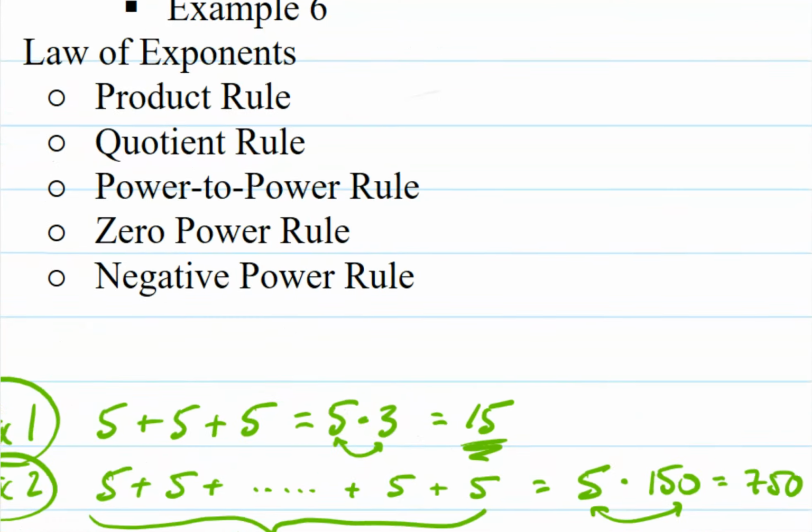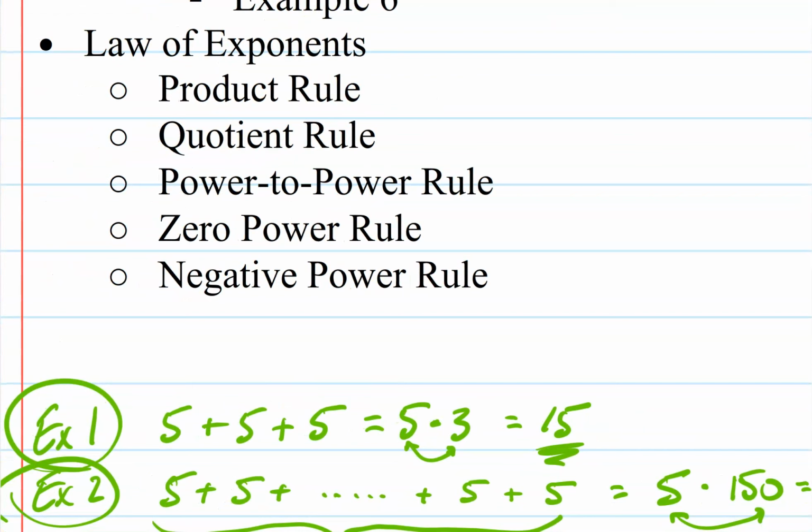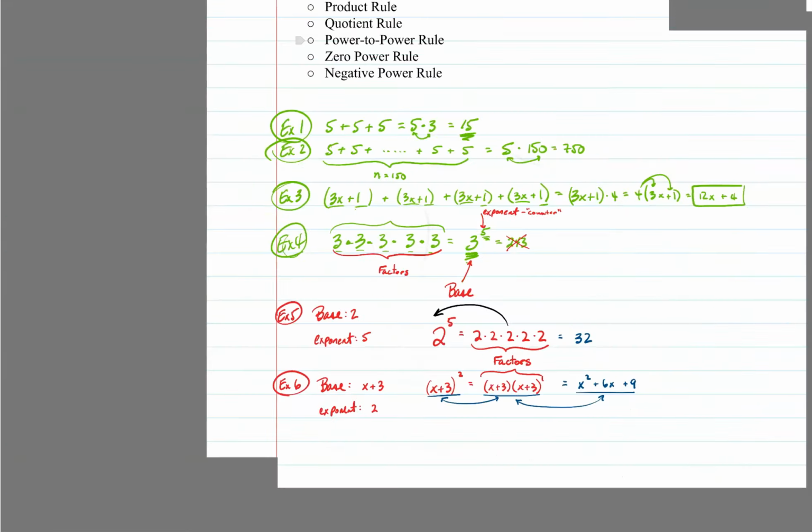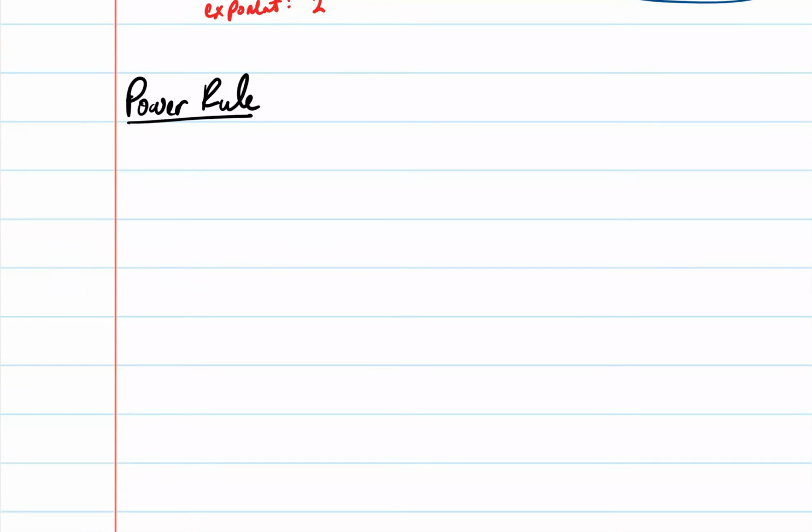So in the last part of this video, I want to talk a little bit about the law of exponents. There are a few rules that are associated with the law of exponents. Product, quotient, and power-to-power rule are some of the most common. However, the zero power and the negative power rule are helpful as well. So let's see some examples of that. The power rule would be for something that looks like this.